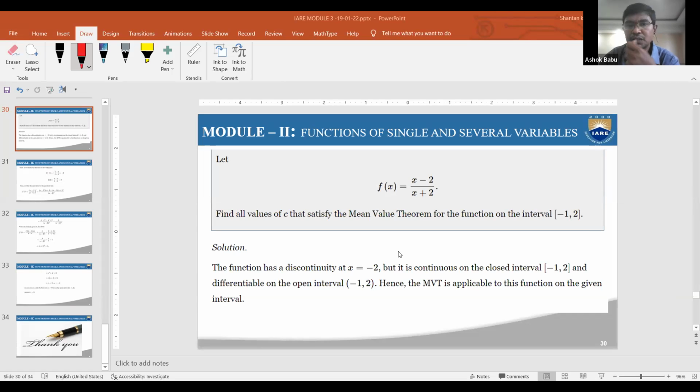Here the problem is discontinuous at x equal to minus 2, but the limits given here are only minus 1 to 2. Therefore it is not required that x is equal to minus 2. But given the clarification, it is x equal to minus 2 only where it is a discontinuous function.